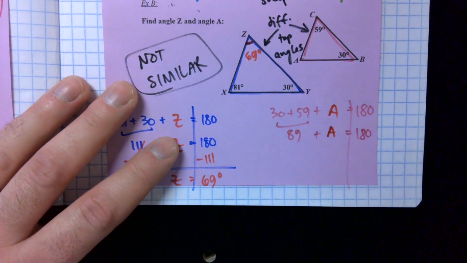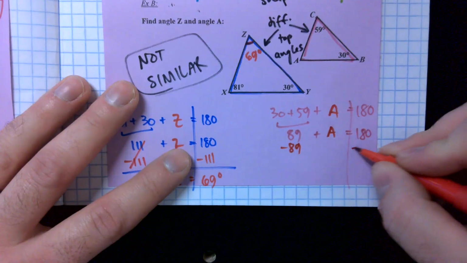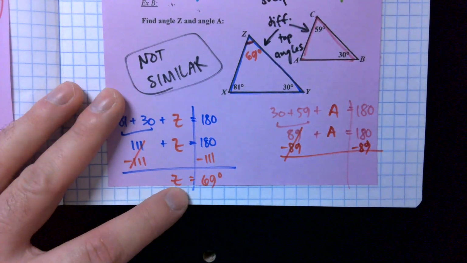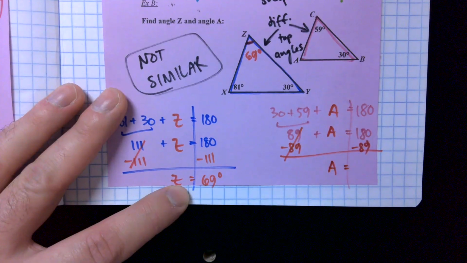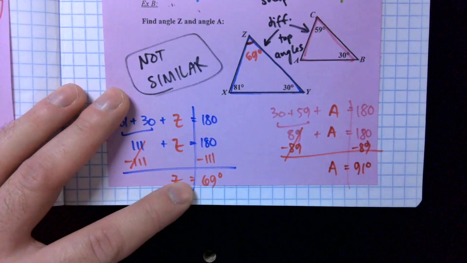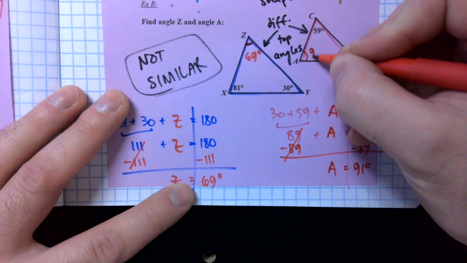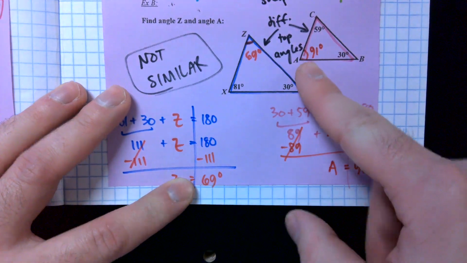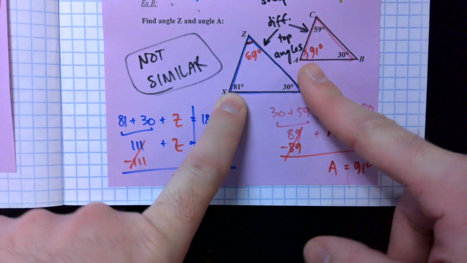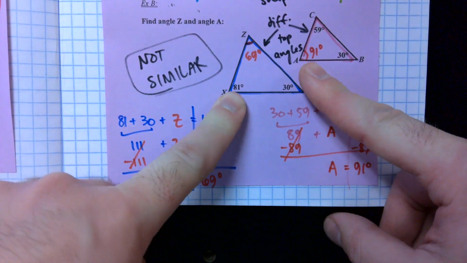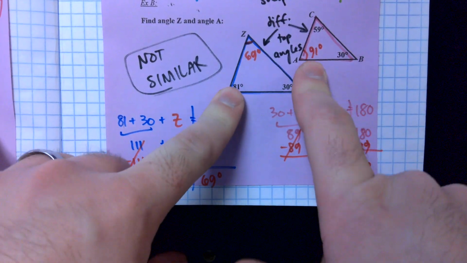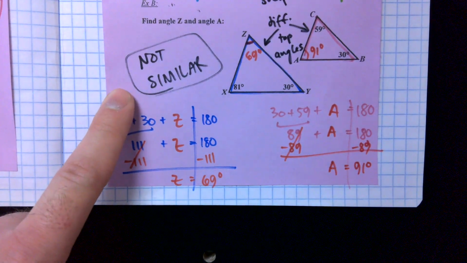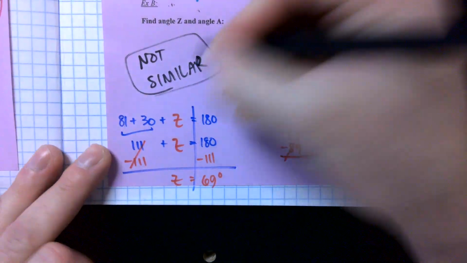What do I do with that 89? Subtract it on both sides. Good. It's the same thing every time. And I get A is equal to 91 degrees. So this little guy down here is 91 degrees. Does this bottom left angle match my blue bottom left angle? No. 81 and 91 are not the same. So once again, enforcing that these triangles are not similar.